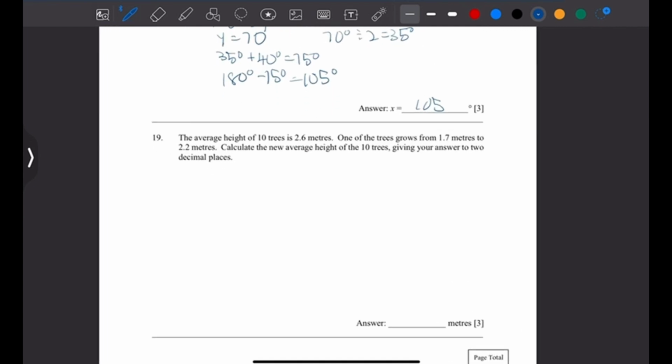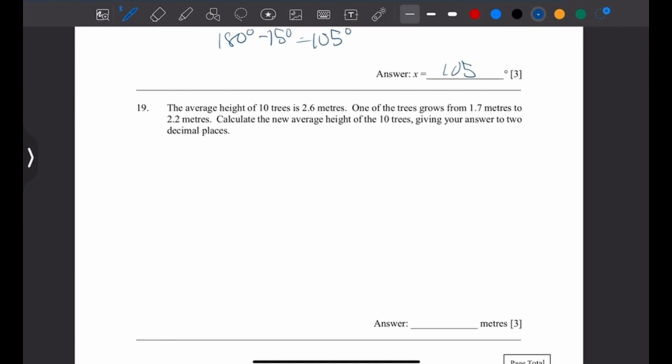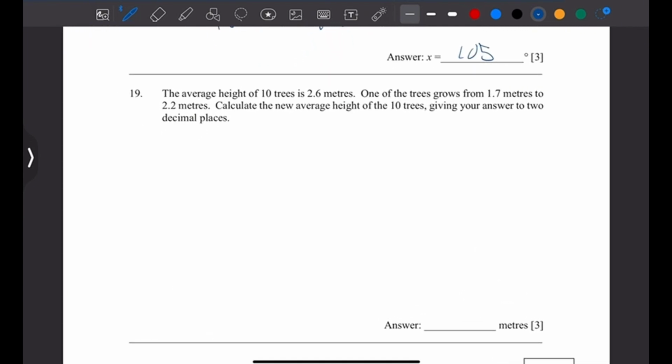Moving on. Question 19. The average height of 10 trees is 2.6 meters. One of the trees grows from 1.7 meters to 2.2 meters. Calculate the new average height of the 10 trees, giving your answer to 2 decimal places. Okay, so first I will use 2.6m times 10. So this is the total before you divide it by 10.